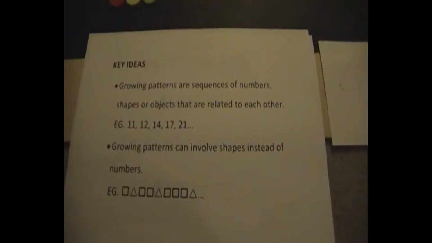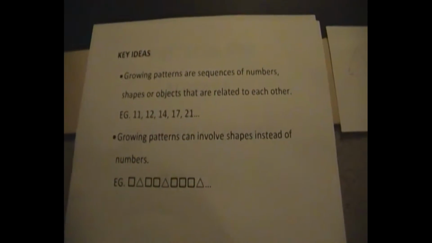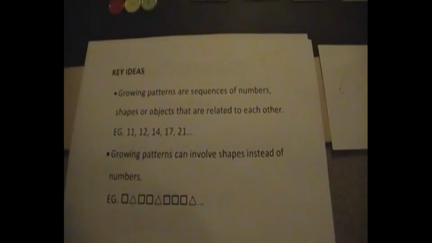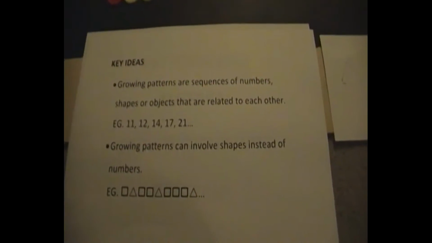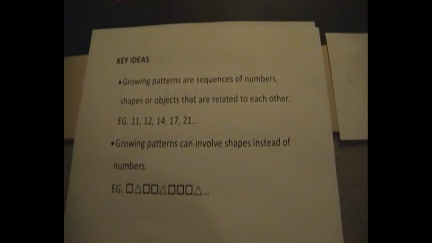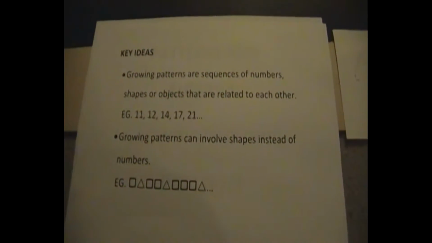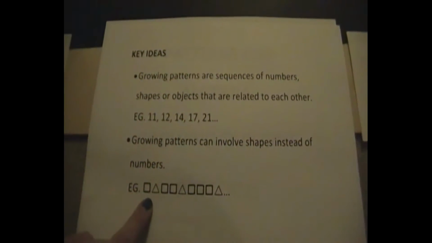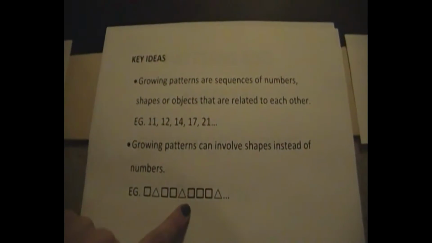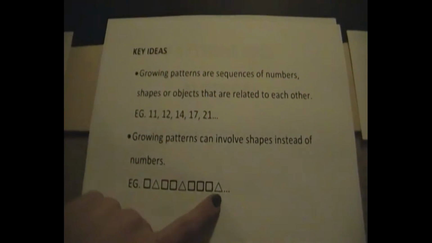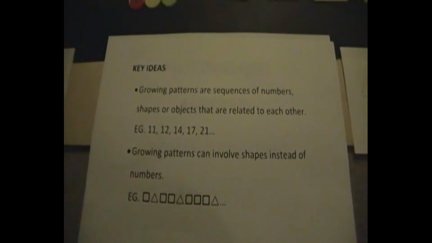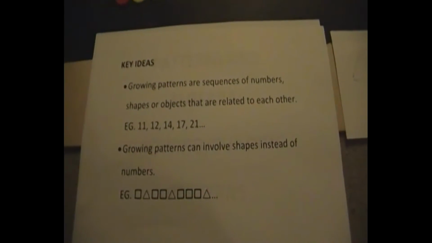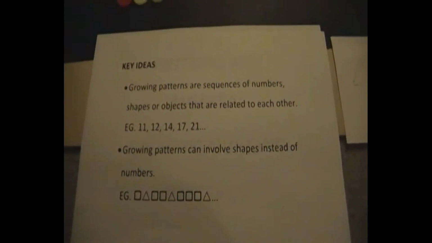Here the pattern rule is to start at 11 and add 1. Each time the amount you add increases by 1. Another growing pattern could include shapes instead of numbers. So here we have square, triangle, square, square, triangle, square, square, square, triangle. The only thing that matters is that the pattern grows as it continues.